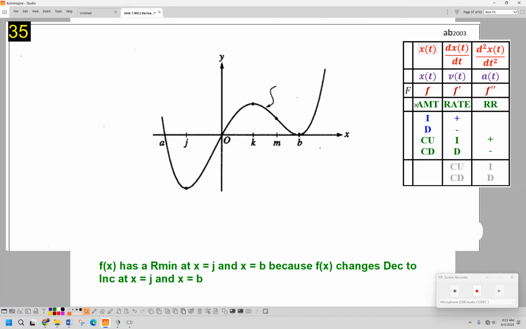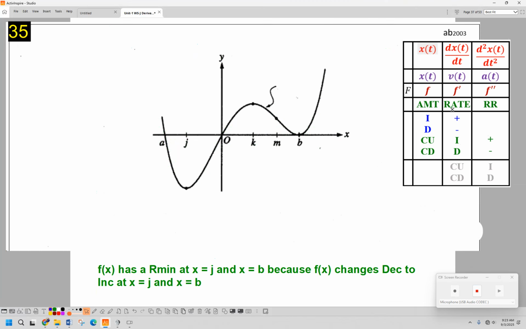Anyway, back to relative min. I'm looking for when f changes decrease to increase. That's going to happen when I can see f prime changing negative to positive, because f prime is the slope of f. So when f prime is negative, f's going down. When f prime is positive, f's going back up.